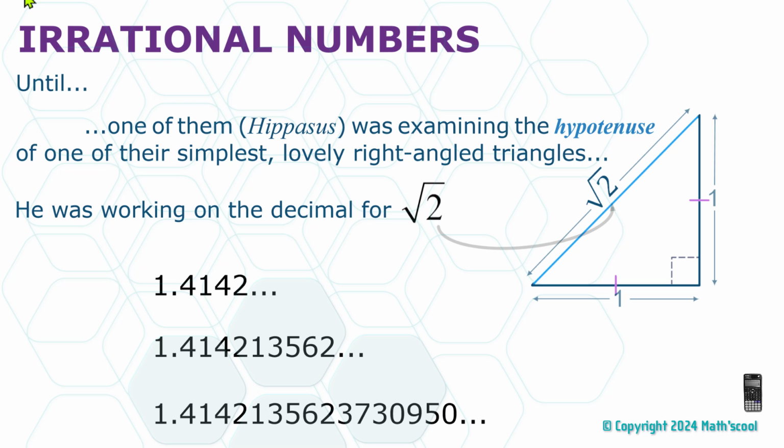Until one of them, Hippasus, was just looking at one of their simplest right-angled triangles, and he was working out the length of the hypotenuse. So it's got a side here of 1 and another side here of 1, and the hypotenuse is therefore root 2. And he started working out the decimal expansion of root 2. And he worked it out to this many decimal places. And then he said, no, I'll just do some more. It's going to repeat or it's going to terminate. And then he did some more, and he said it's going to repeat. And he didn't have a calculator, so this was hard work.